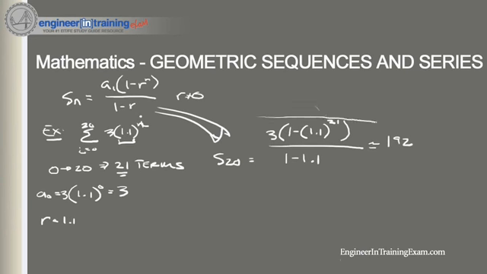So what this is telling us is that for the geometric sequence defined by the equation 3 times 1.1 raised to the i, the sum of the first 21 terms of that sequence is equal to 192. And those are geometric series.